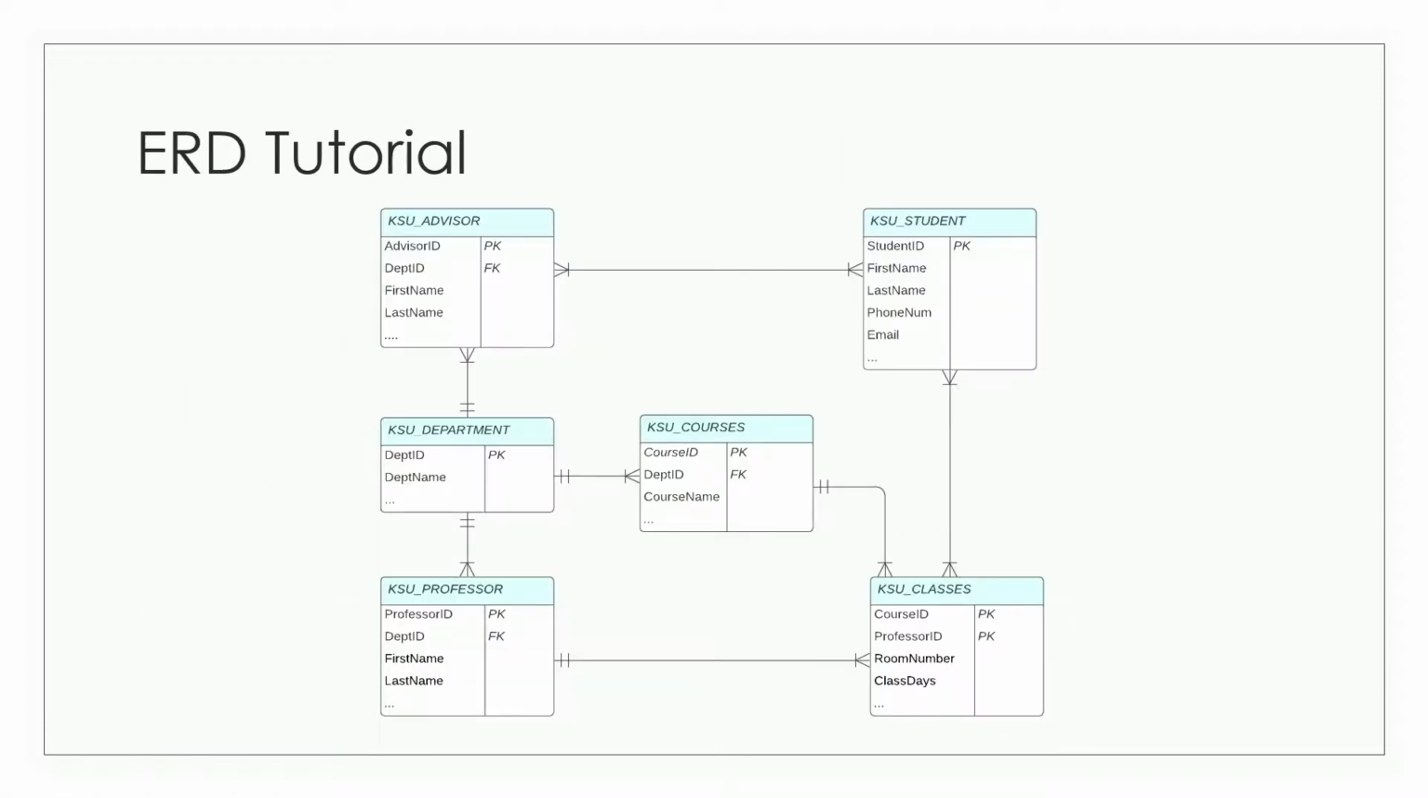Now for the first step, we have to identify all of our entities. For our scenario, we decided to be modeling the average scenario of interaction between KSU students, the advisors, the faculty departments the advisors are in, the professors at KSU, the classes that they teach, and the courses that those classes are teaching.